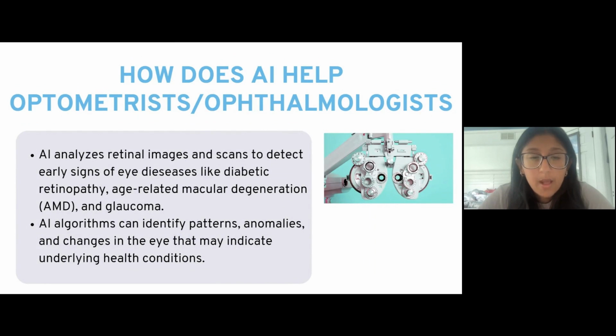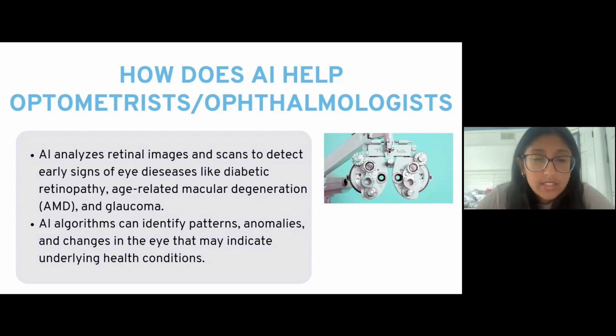So, how does AI help optometrists and ophthalmologists? Now, you may not be familiar with what exactly the difference is between an optometrist and an ophthalmologist. So, optometrists perform the daily routine eye exams. They determine what your prescription is, what your number is for your eyes, right? Whether you're nearsighted or farsighted. So they do that. Ophthalmologists are more like doctors. They perform medical operations on the eye.